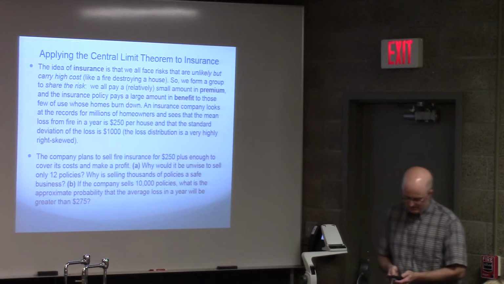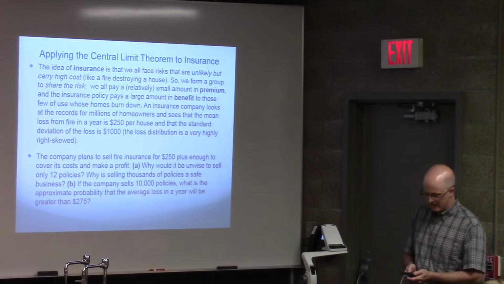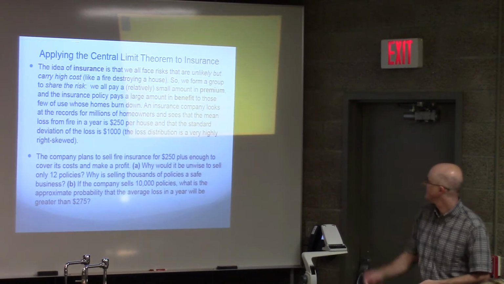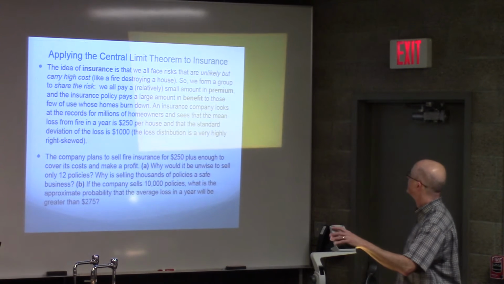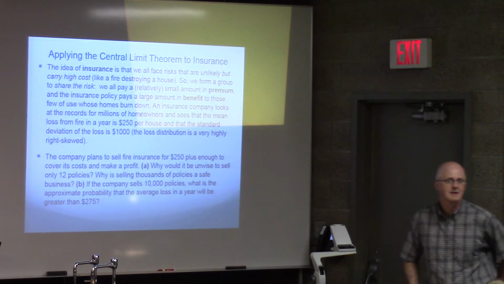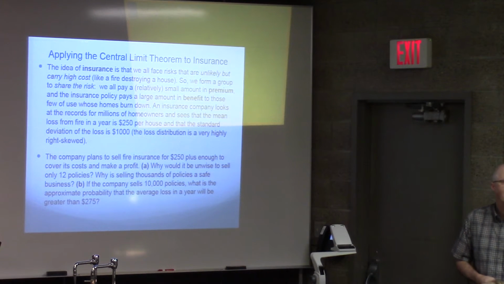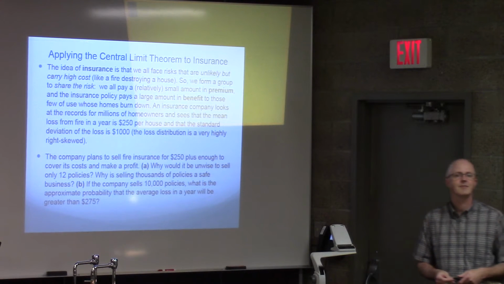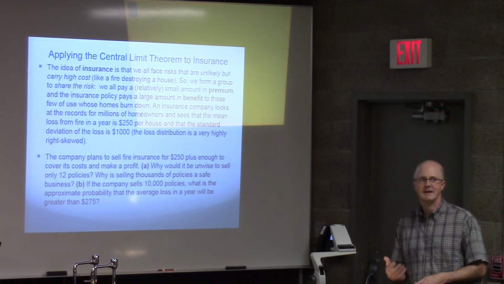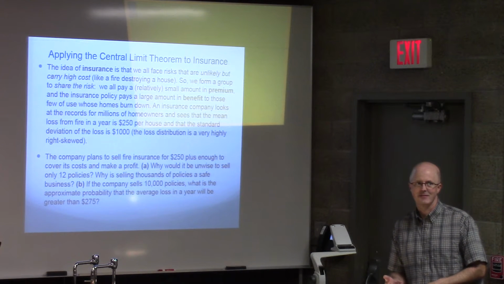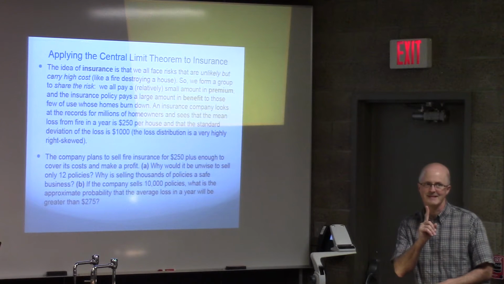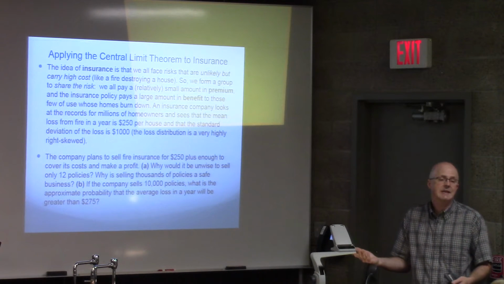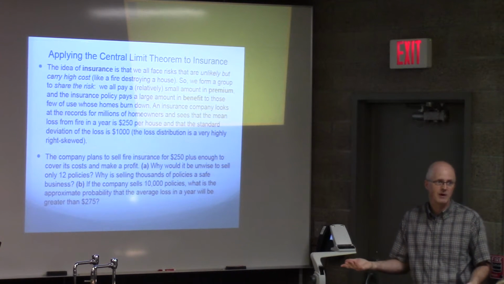All right, so intuitively, why is it unwise to sell them 12 policies, for example, or 10 or 20? Why would that be an unwise thing to do? Think practically, think common sense. What if there's one fire in that group of 12? They're going to lose a lot of money. I mean, most likely there wouldn't be any fires in 12 houses.